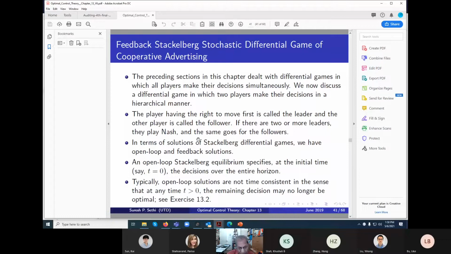If there are two or more leaders, so what I'm trying to say is that suppose there are two leaders, two manufacturers, one retailer, for example. Then the two leaders between themselves will play.